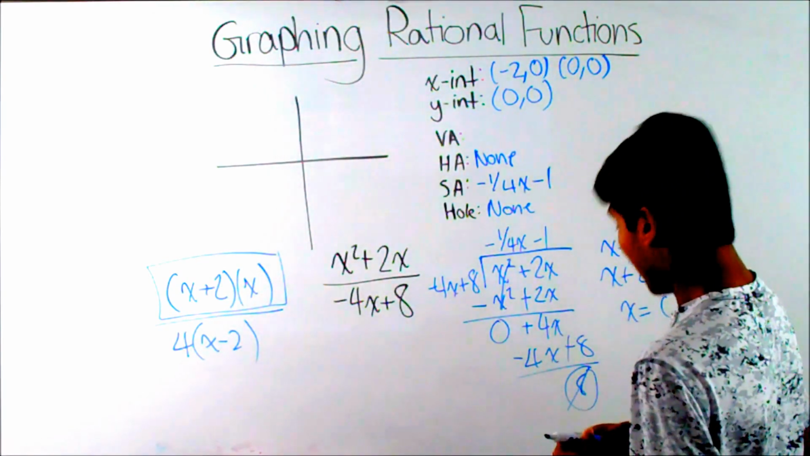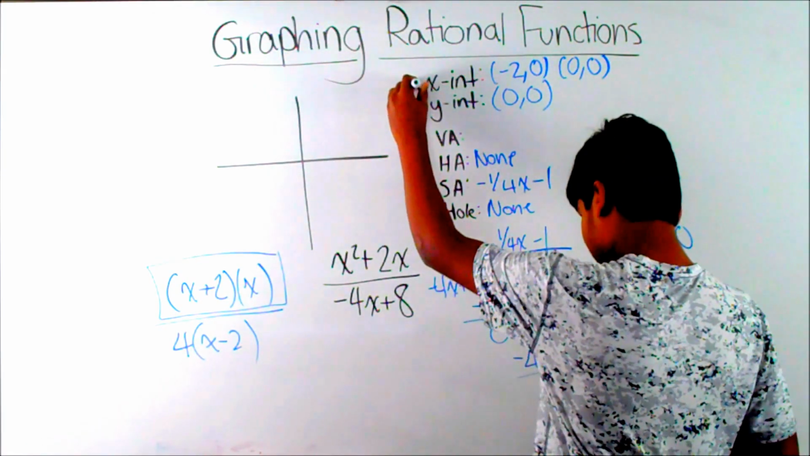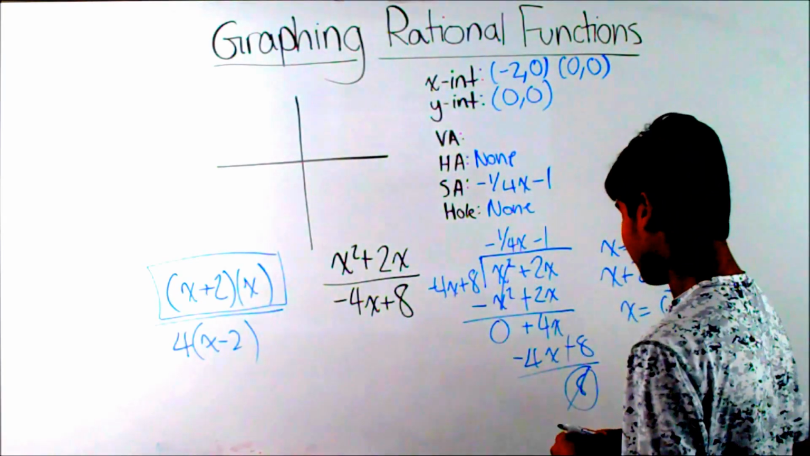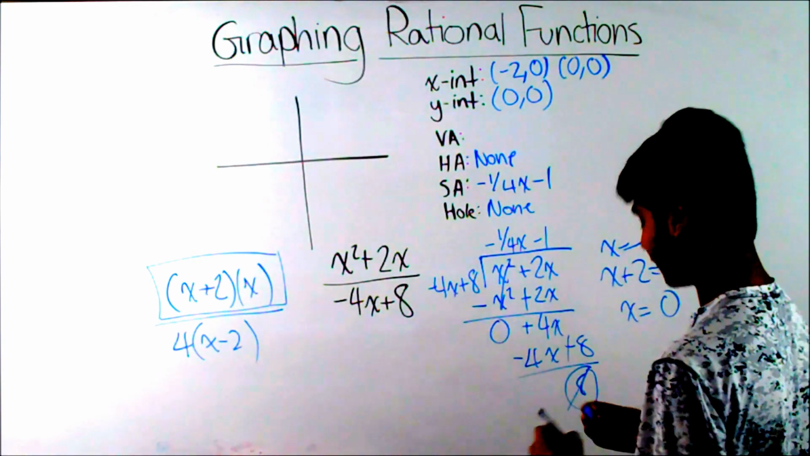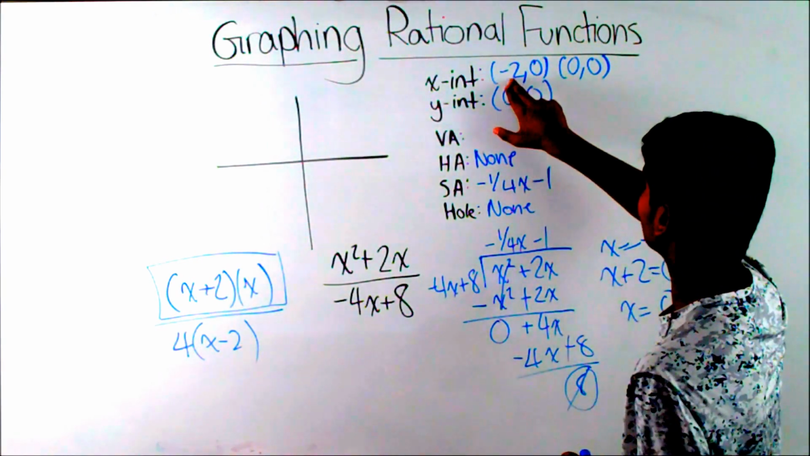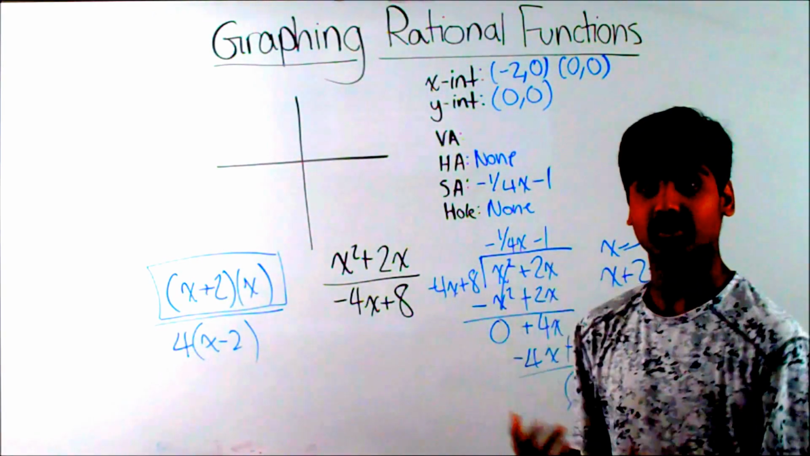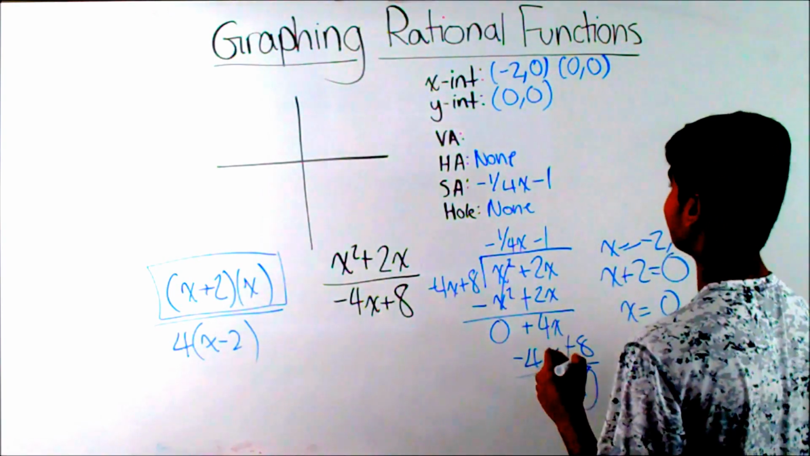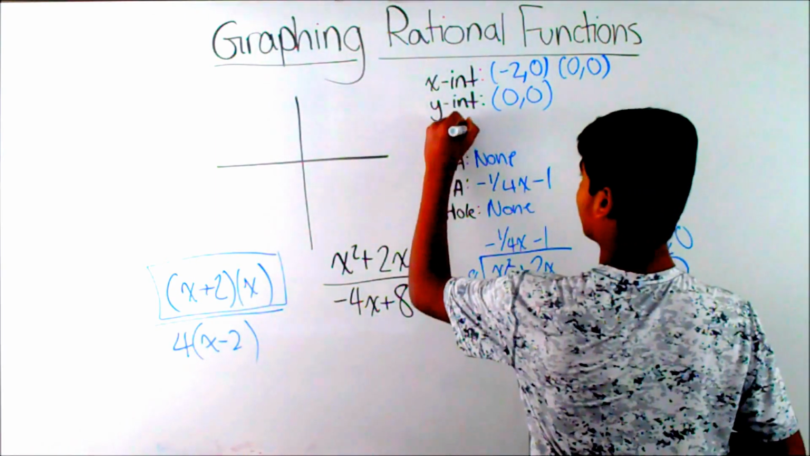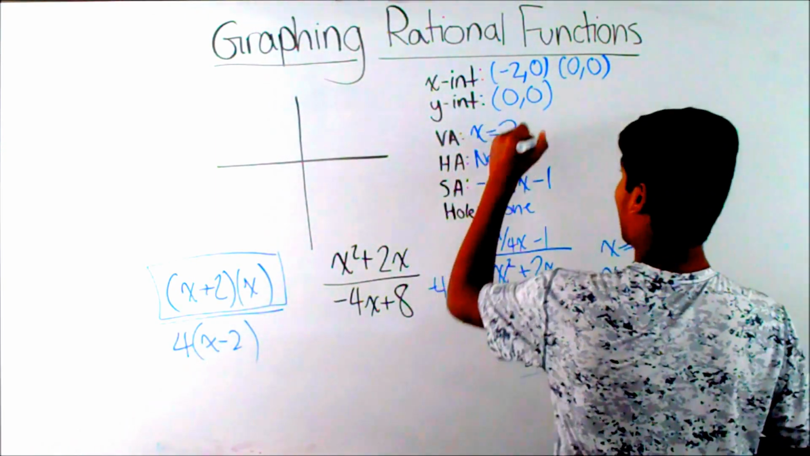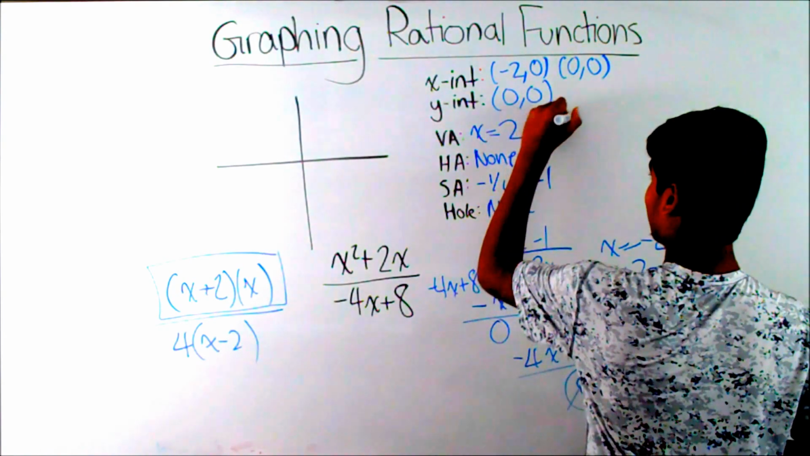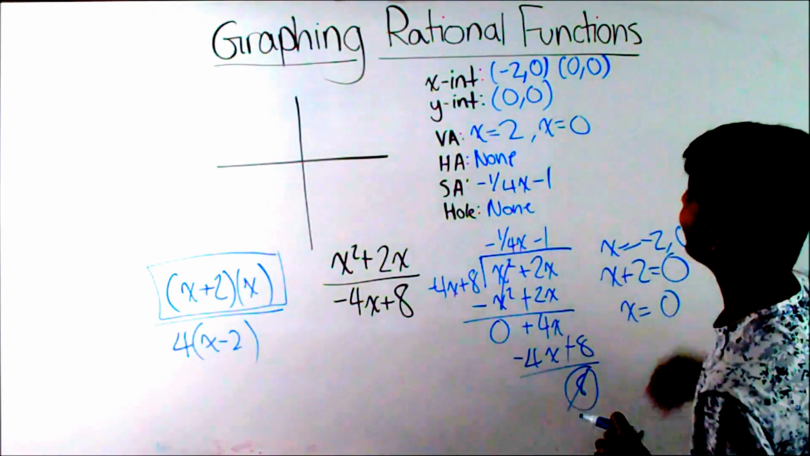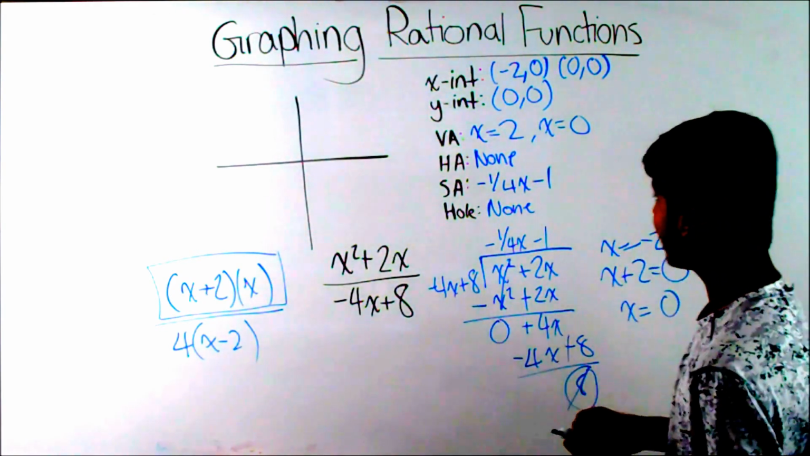So if we have an x-intercept, then we know what the vertical asymptote is. The reason why we would know what the vertical asymptote is, it's basically when you would just switch the signs. It's whatever the x-intercept is not. So basically, we would have the vertical asymptote as x is equal to 2 and x is equal to 0, because it's anything that the x-intercept is not. So now we have all the stuff.